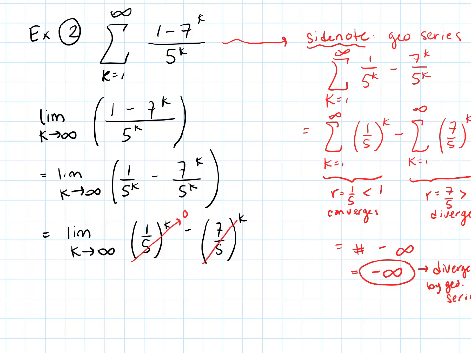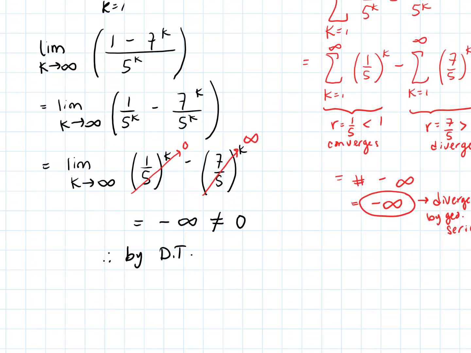This ratio is greater than 1, so this must be approaching infinity. And again, we get 0 minus infinity, so we get negative infinity, which is clearly not 0. Therefore, by the divergence test, this series, 1 minus 7 to the k over 5 to the k from k equals 1 to infinity, diverges.